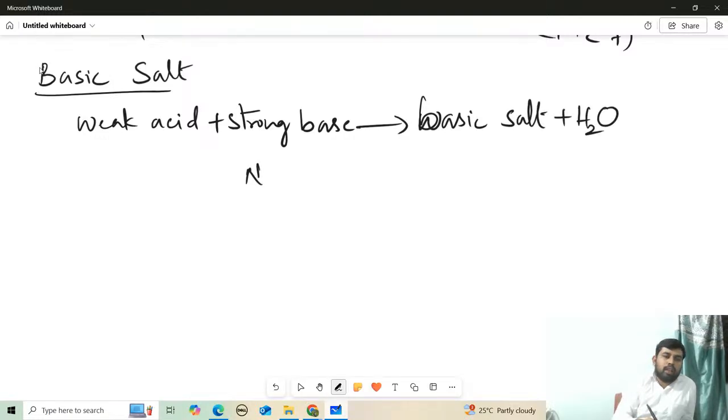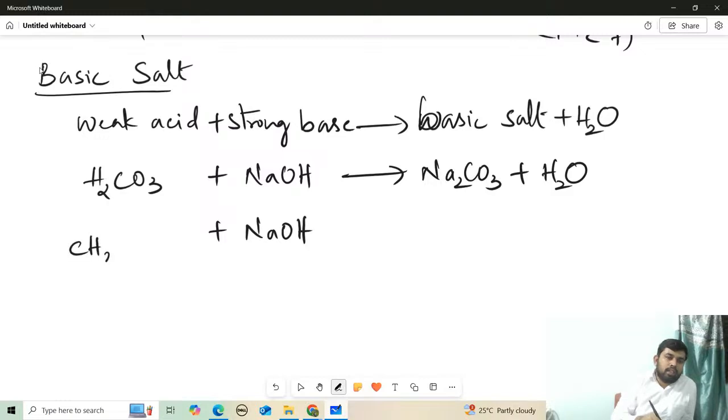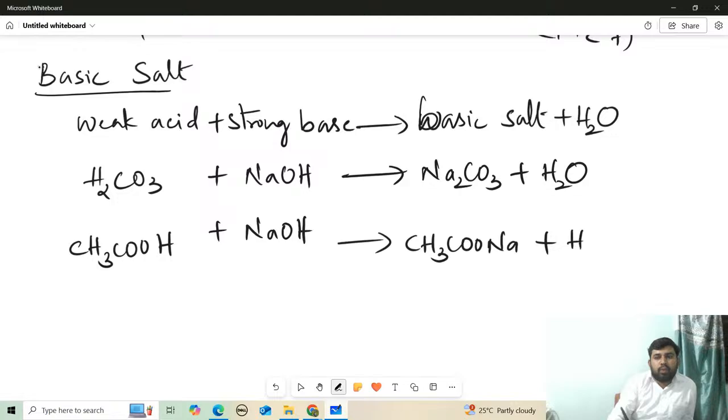Now see, what is a strong base? For example, NaOH is a strong base. If NaOH reacts with an acid called H2CO3, carbonic acid, the result will be Na2CO3 plus H2O. Suppose we have NaOH, sodium hydroxide, which is a strong base, and an acid called CH3COOH, acetic acid. The result will be CH3COONa, sodium acetate, plus H2O. These are all examples here.